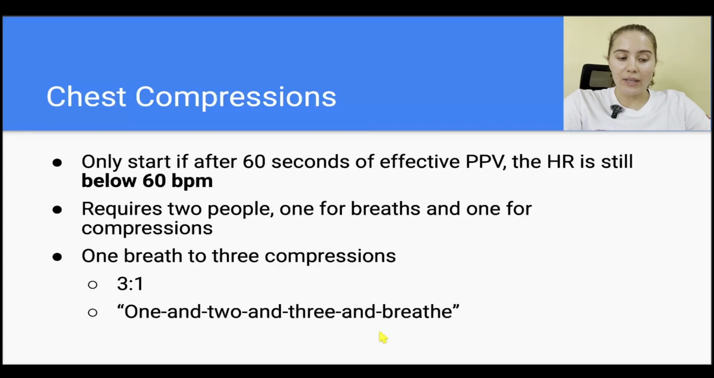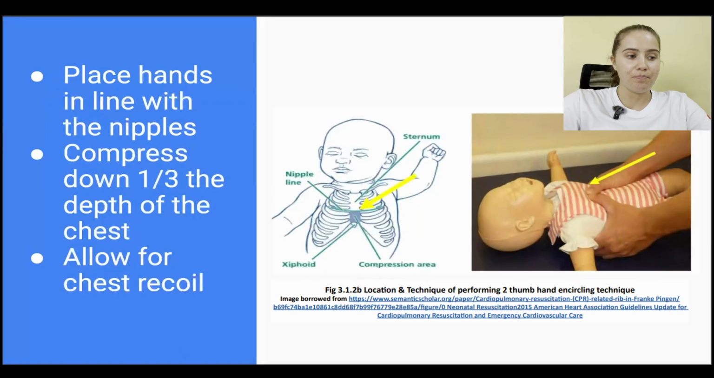An important point with this is to make sure you're not compressing and pressing down on the chest whenever your partner is giving the baby a breath, because the air can't get into their lungs if you're pressing down on their chest. So you'll want to place your hands in line with the nipples, compress down 1/3 of the chest, and allow for the chest to fully recoil once you've done your compression.